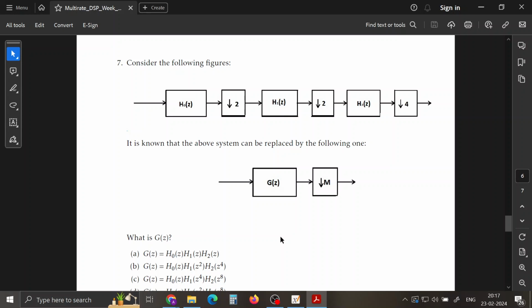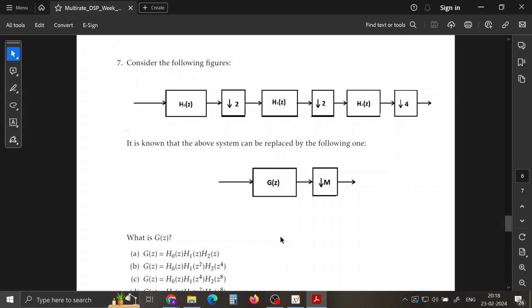Okay, so we are given two figures. The figure on the top is a chain of some filters and some downsamplers, right? And it is mentioned that this system on the top is effectively the same as the system represented by the figure on the bottom, which is just one filter, some G of z, followed by some downsampler of factor n. So this whole thing on the top is effectively equivalent to the figure on the bottom.